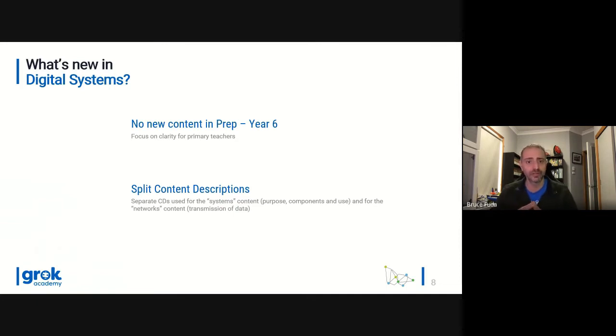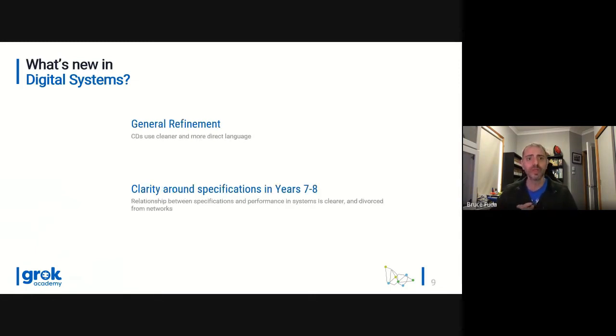So what you'll find in digital systems is that there tends to be a content description for anything that is around systems, whether it's their purpose or their use or components and peripherals, that kind of thing, and a separate one that's a little bit more related to the network's content, which is where transmission of data and that idea of communication as systems lives. In addition to that, there's been general refinement across the board. The content descriptions now use cleaner and more direct language to assist with the clarity.